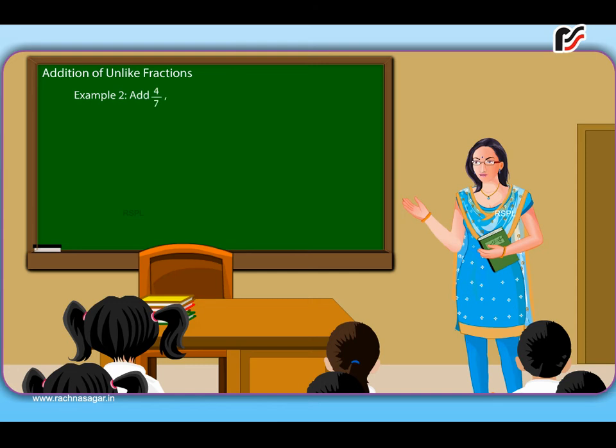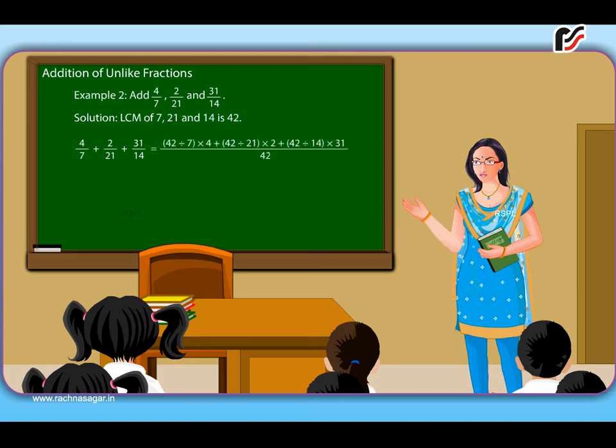Example 2. Add 4/7, 2/21 and 31/14. LCM of 7, 21 and 14 is 42. 4/7 plus 2/21 plus 31/14 is equal to 42 divided by 7 multiplied by 4 plus 42 divided by 21 multiplied by 2 plus 42 divided by 14 multiplied by 31, whole divided by 42, which is equal to 6 multiplied by 4 plus 2 multiplied by 2 plus 3 multiplied by 31, whole divided by 42, which is equal to (24 + 4 + 93)/42, which is equal to 121/42, which is equal to 2 37/42.